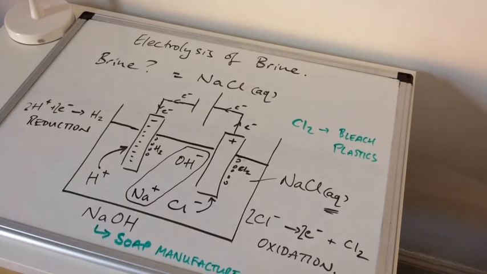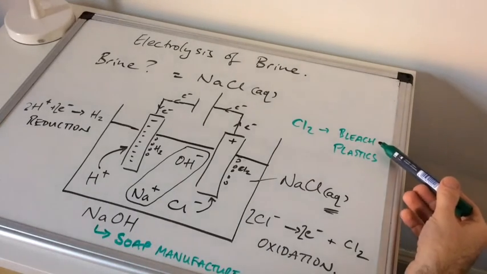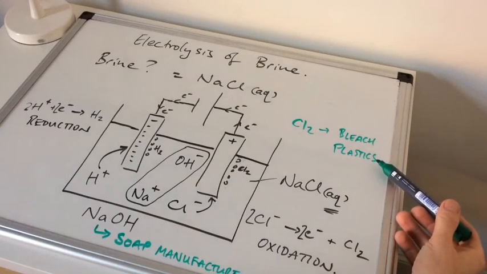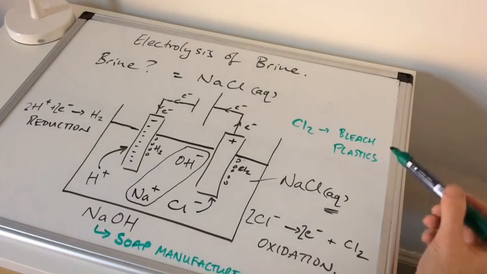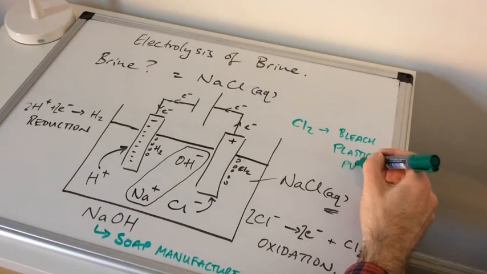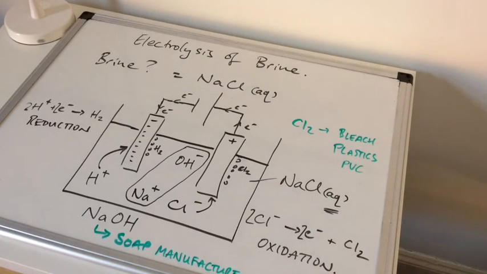So why do they carry out this process, this electrolysis of brine? So you can see there the sodium hydroxide, that's used in the manufacture of soap, and chlorine is used in the manufacture of bleach and in the manufacture of plastics such as PVC, which you may have heard of, that stands for polyvinyl chloride.